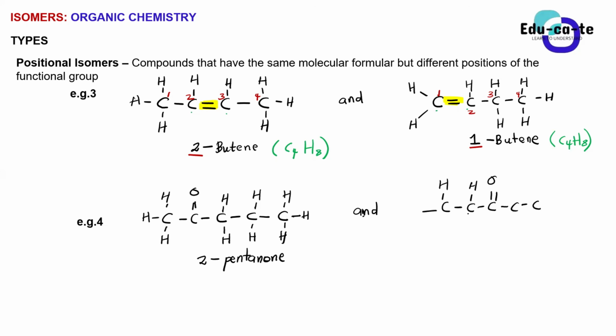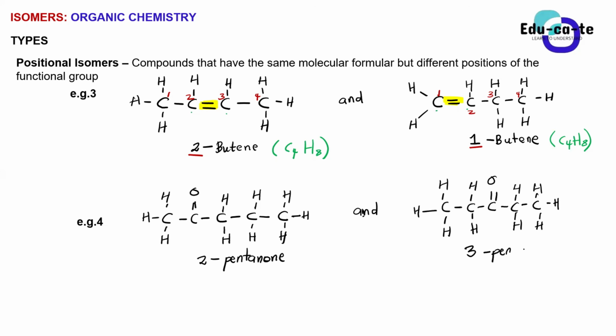So do you guys see that here we still have a ketone on the second one? Still a ketone. The functional group is not really changing. The homologous series is not changing. But what is the difference? What is the name of the second compound? 3-pentanone.